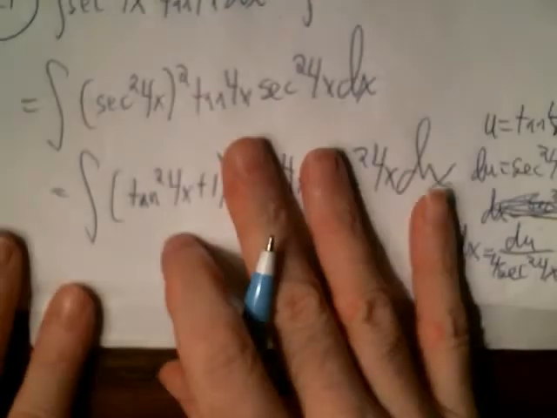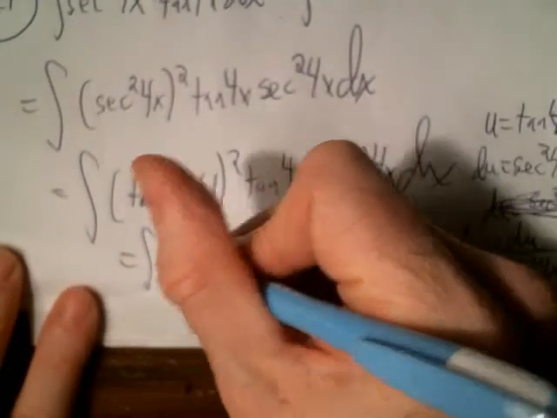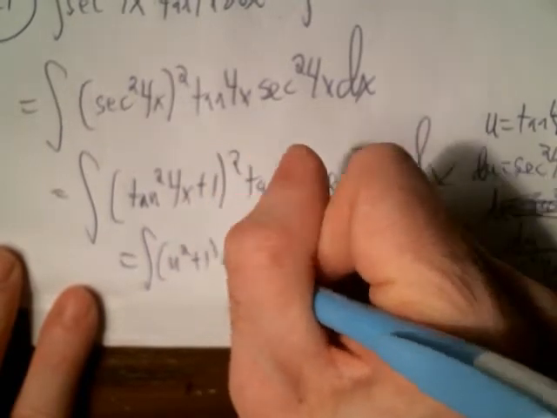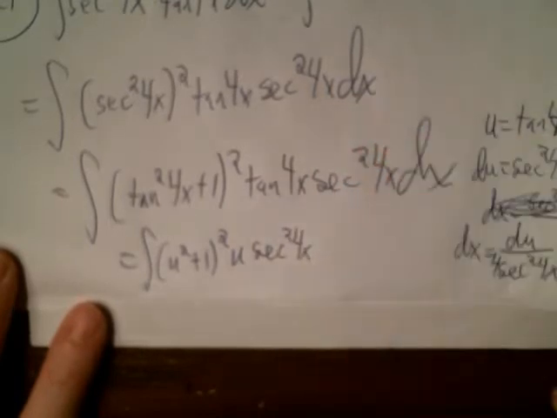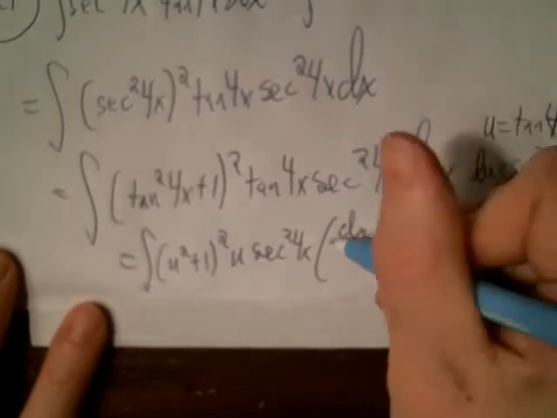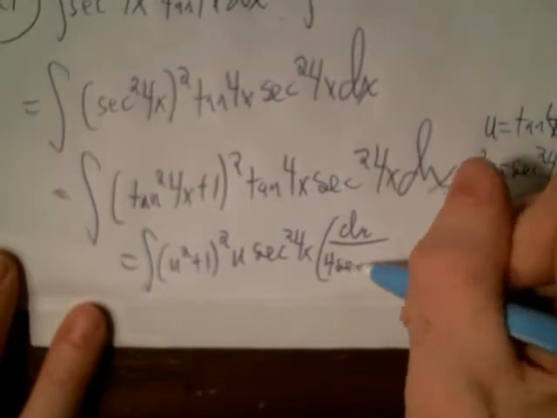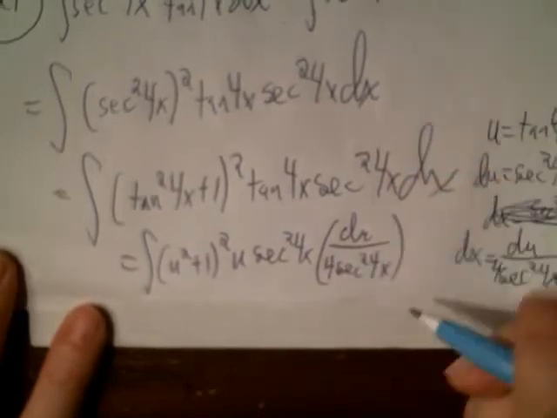Okay, so let's plug that into this integral. We have the integral of (u squared plus 1) squared times u times secant squared of 4x times dx, which is now du all over 4 secant squared 4x. And you see, the secant squareds are going to cancel. And again, we'll have just a nice little power rule polynomial to deal with.